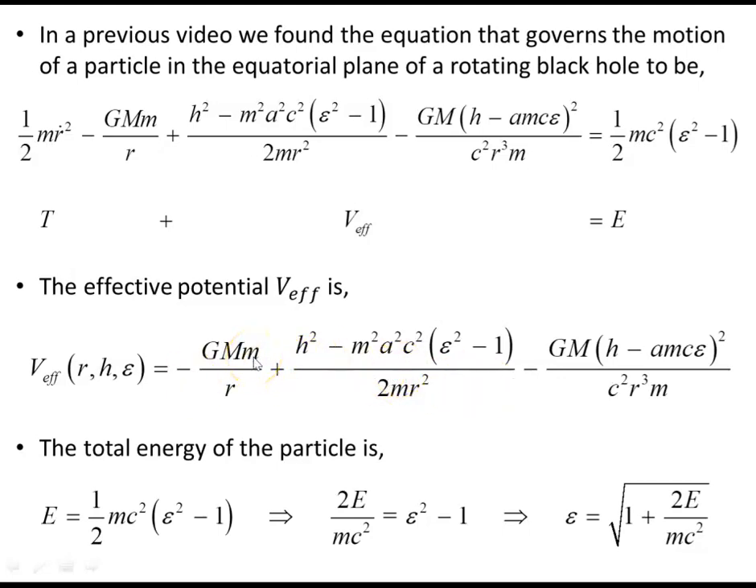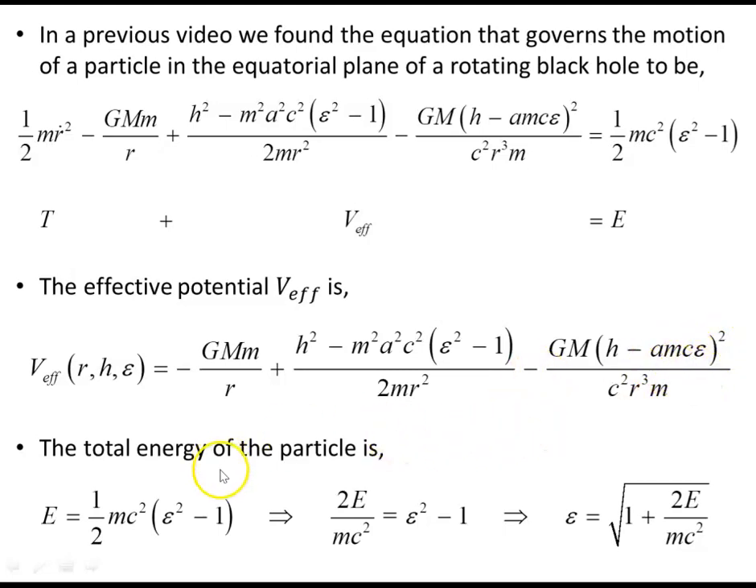Small m is the mass of the object. Epsilon is an energy parameter I'll get to in a moment. G is Newton's gravitational constant. A is the spin parameter of the black hole itself. Okay, and we'll actually be using the dimensionless spin parameter in here. c is the speed of light, and so on.